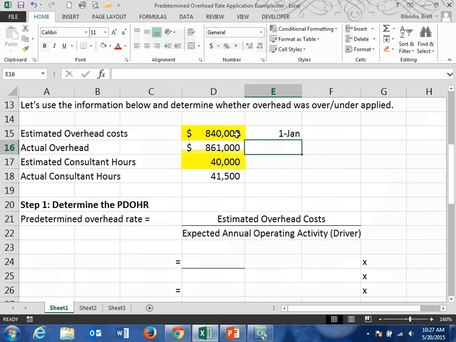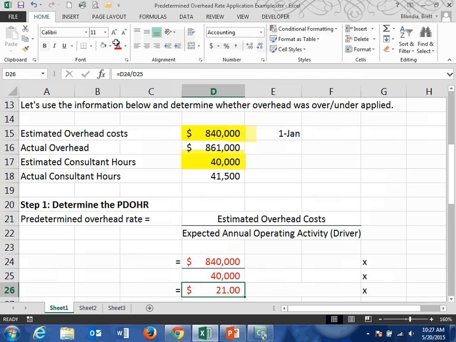All right? So I've got estimated overhead of $840,000 and estimated consulting hours of 40,000. So to get the predetermined overhead rate, what I do is I take my $840,000 of overhead costs and I just divide it by those 40,000 consulting hours I'm expecting to work, right? And the number we come up with is $21.